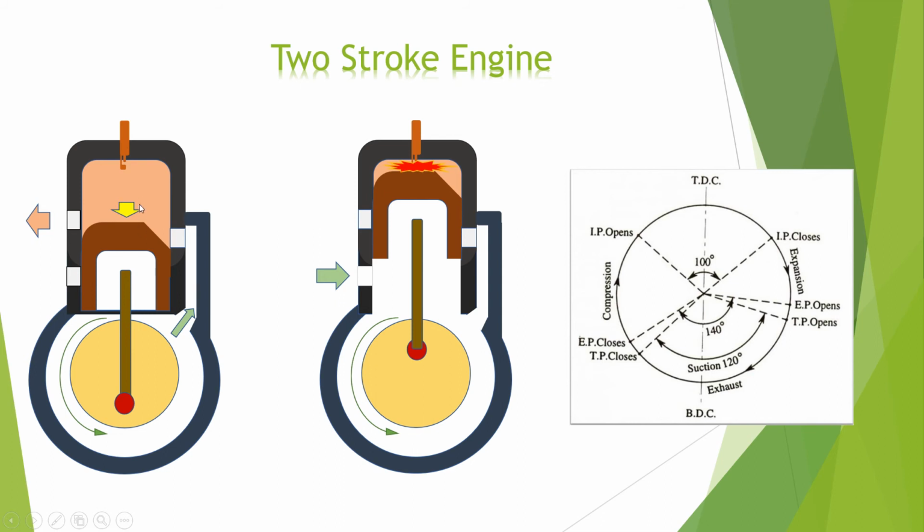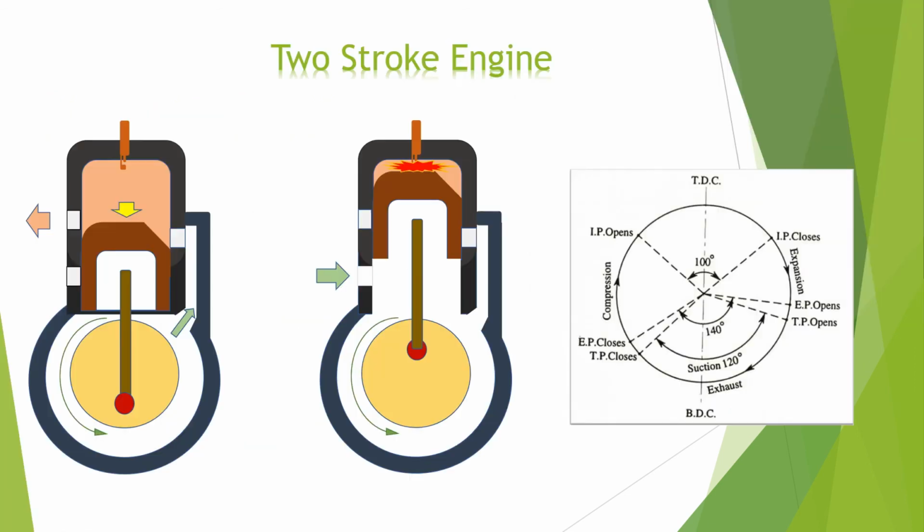Again, from BDC to TDC, the piston moves, which leads to compression, and the combustion takes place. In the meanwhile, intake takes place, like suction of fuel into the crankcase. Later on, after the combustion of the fuel, the piston moves from TDC to BDC, which leads to passage of exhaust gases through the exhaust port, and intake of fresh charge into the cylinder through the transfer port. So this is the general port diagram. This is resembled with respect to crankshaft positioning.